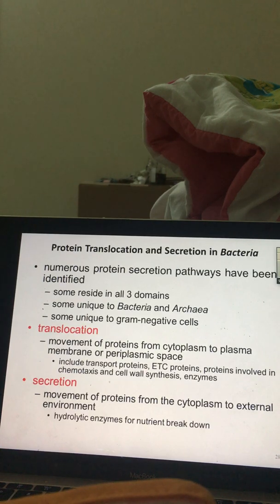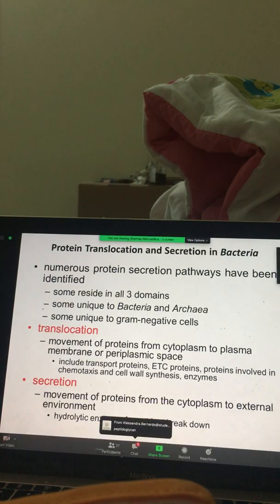Simple question. Cell wall. Not cell wall. What is it in that cell wall that's important? LPS? Not periplasmic, but definitely the membrane, outer membrane. What is so unique about gram-negative bacteria?